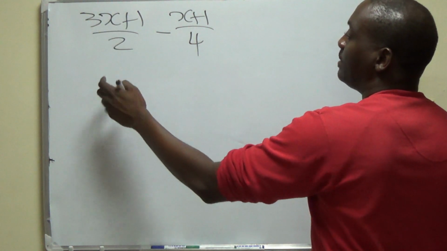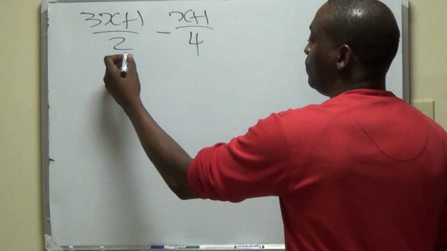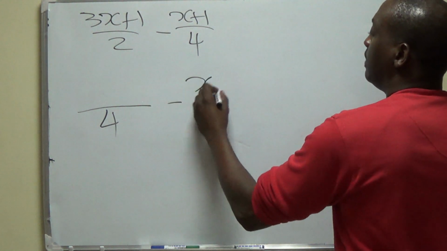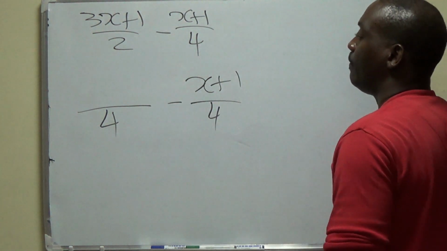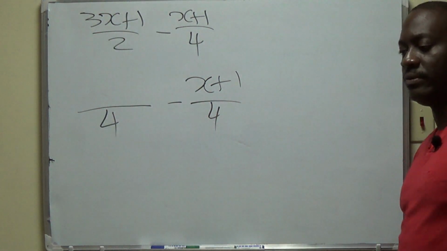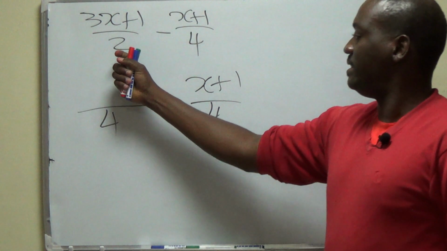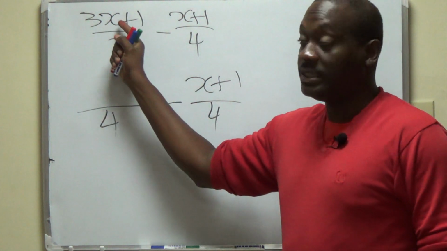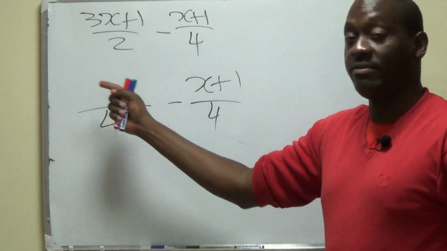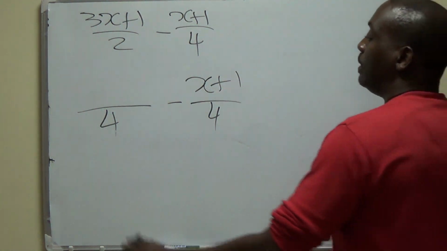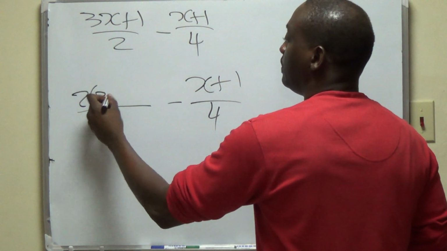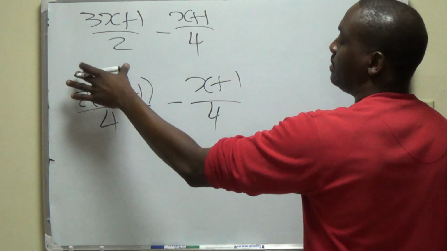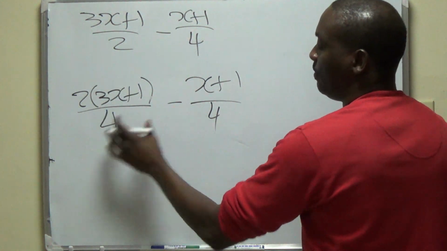So that 3x plus 1 over 2 will be the same thing as something over 4 minus x plus 1 over 4. So 3x plus 1 over 2 is equal to what over 4? If we multiply the denominator by 2 here to get 4 here, then we must also multiply the numerator by 2 to get whatever we will get on top here. So the numerator here will be 2 into 3x plus 1. So that 3x plus 1 over 2 is the same thing as 2 into 3x plus 1 over 4.